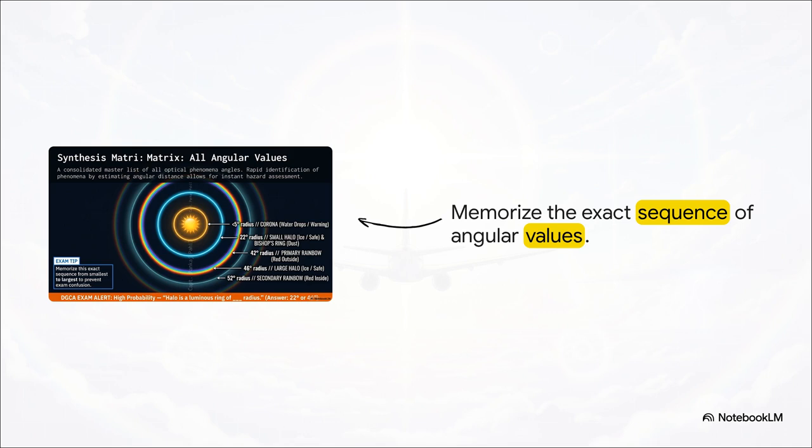At 42 degrees, the primary rainbow. 46 degrees is the large halo, and 52 degrees is the secondary rainbow. If you have these angles locked in, you can instantly eliminate the wrong options on those tricky multiple-choice questions.